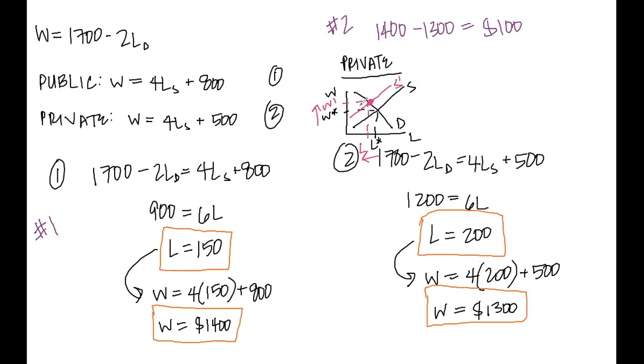So hopefully that was pretty straightforward to follow. The wages are higher in the public school system, so more teachers are going to leave the private sector and go to the public sector. This is going to decrease the supply of private school teachers, shifting the supply curve to the left. And then from this shift, we can see that the equilibrium wage goes up and the equilibrium level of employment goes down.